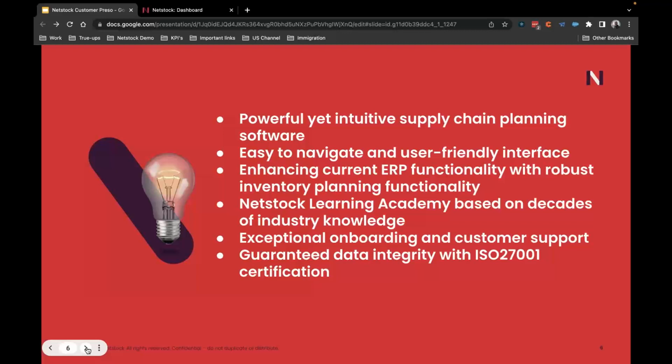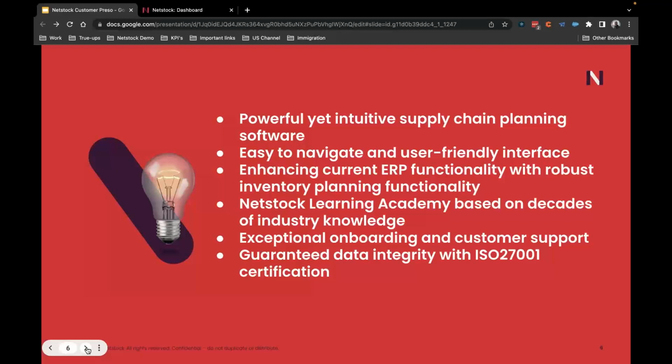Okay, exceptional onboarding and customer support. As I said, we've got over 2,000 customers worldwide. We've been doing this since 2012, and our customer success teams work really hard to make sure that customers are as successful as they possibly can be.